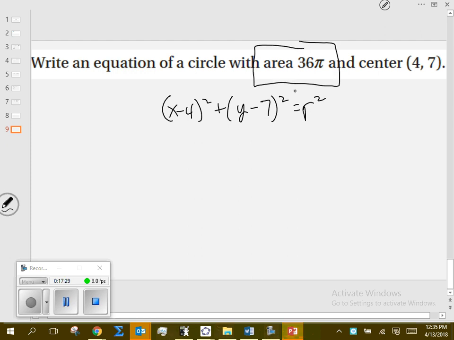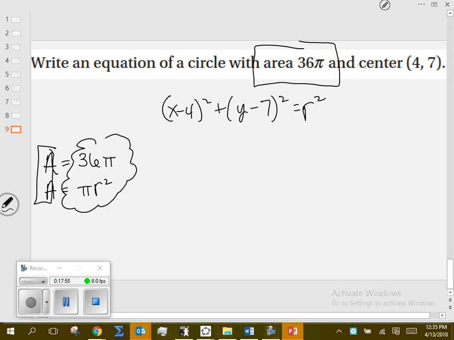area here? They're hiding the radius, okay? So how do I pull that radius out of the area, 36 pi? Does anybody know the area formula for a circle? Right, okay, so area is equal to pi r squared for a circle. Well, if those are both area, what is the relationship between those two things?